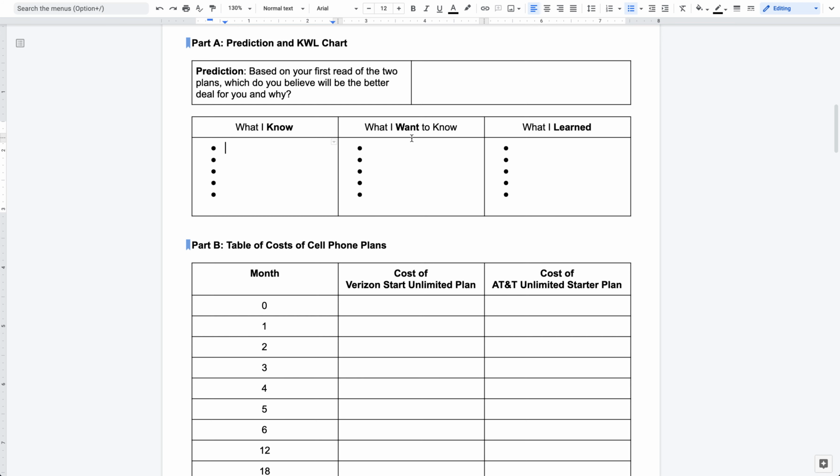Next, what you want to know. What do you want to consider that's not already given to you in order for you to make a real decision as to what plan would be the better plan for you? For example, I had one student say they would want to know whether or not each of those plans included a hotspot. So consider anything at all you want to know. Leave this last column, what I learned, until you complete the whole assignment so that you can reflect on what you are taking away from this activity.